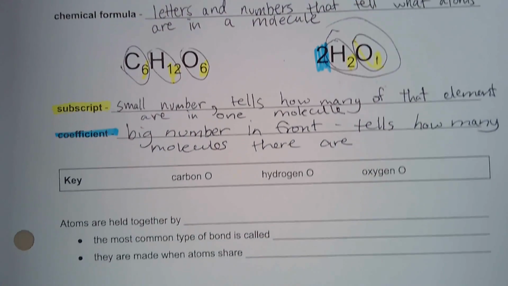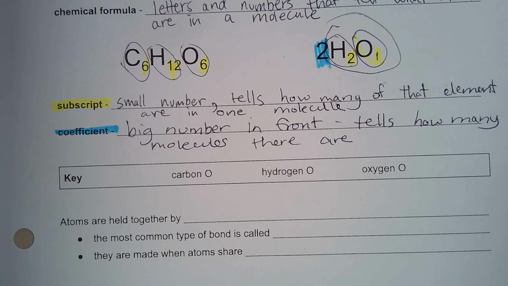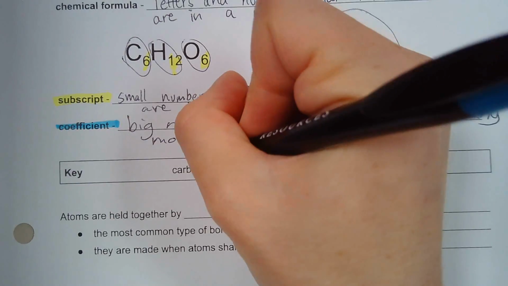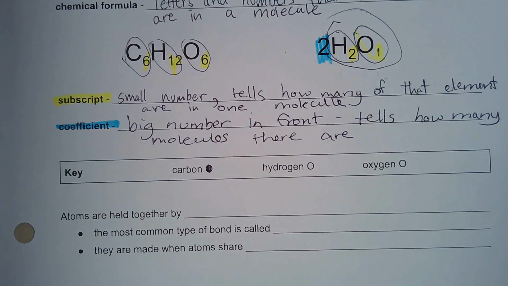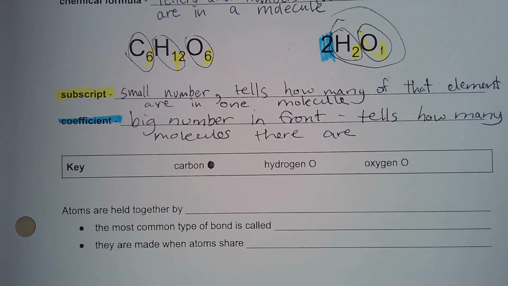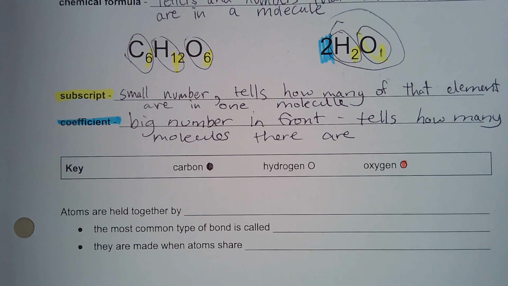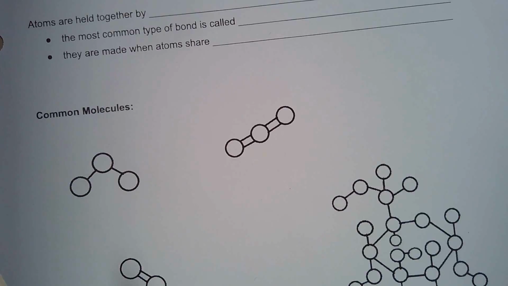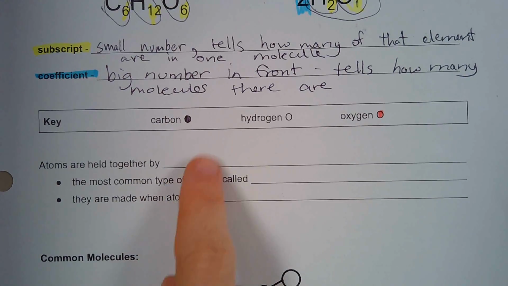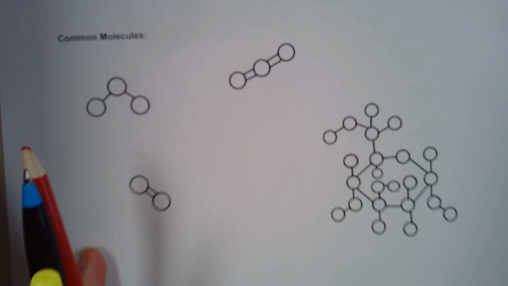Down here, we're going to use the same colors that we used before, so go and fill that in. Carbon is black, hydrogen is white, and oxygen is red. This key goes with these pictures down here. But now I see that there was some more stuff that we needed to fill in. We'll come back to that, actually.